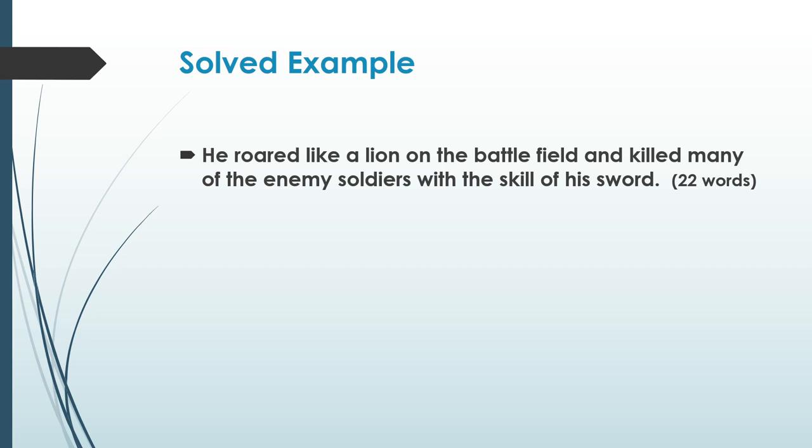What I am going to do is, when you say he roared like a lion on the battlefield, we don't need "roared like a lion." We should replace it with one word only, which should give the sense of roared like a lion. I mean, his rage, his bravery, we have to talk about that. "On the battlefield" tells us that he's a soldier, okay? And also tells us his bravery, that he killed many of the enemy soldiers with the skill of his sword. We don't need the weapon. We understand that soldiers have their weapons.